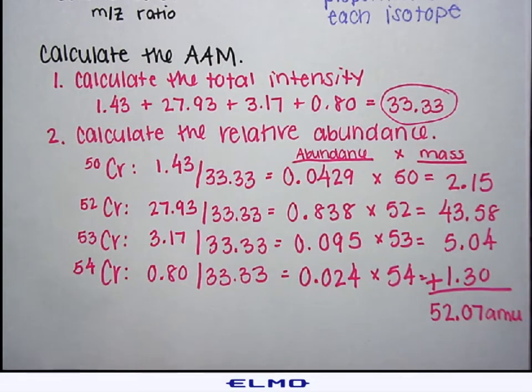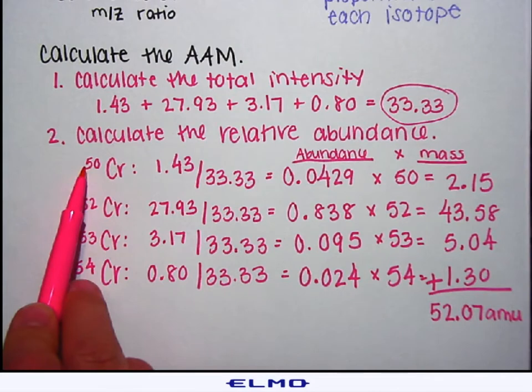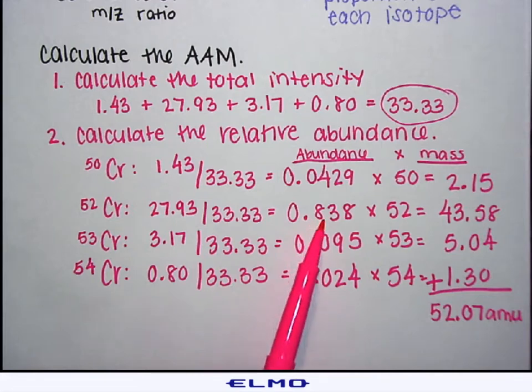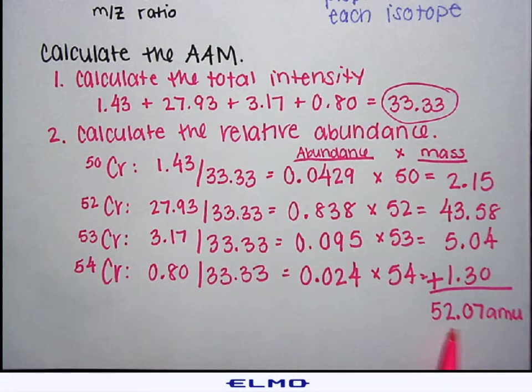Let's think about our 3 checks. First, this is an average. It needs to fall somewhere between 50 and 54. If your answer does not fall between the lowest mass and the highest mass, you did something wrong. Next, look at which isotope is most abundant. Well, that would be chromium-52, about 84% abundant. Since chromium-52 is the most abundant, it makes sense that our average is closest to 52.